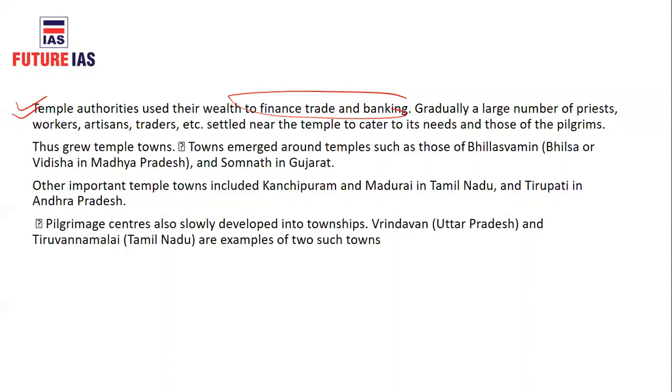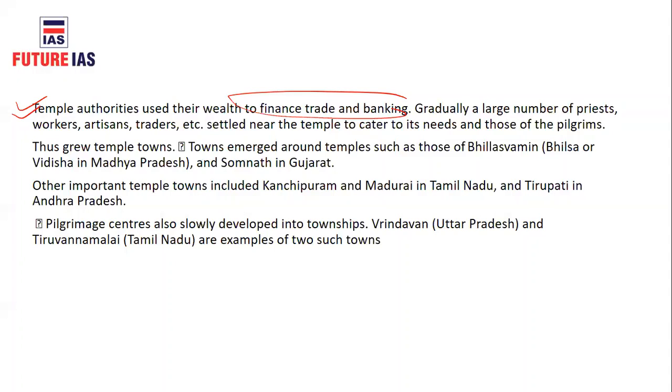So the forward and backward linkages also grow. Because of that, a lot of other peasants, artisans, and traders also started catering to their services, and they started providing services for the different needs of those pilgrims. That is how towns basically grow, and these towns become temple towns.